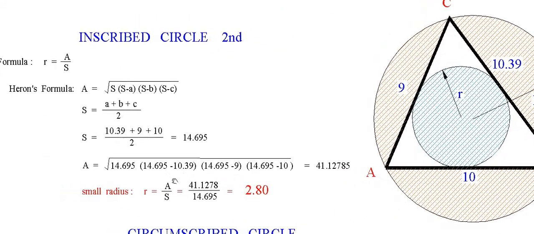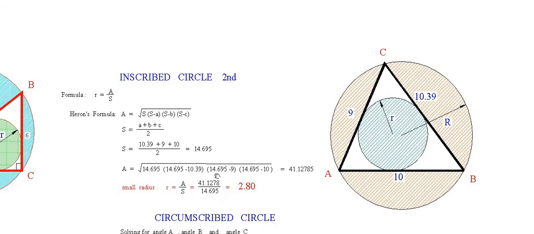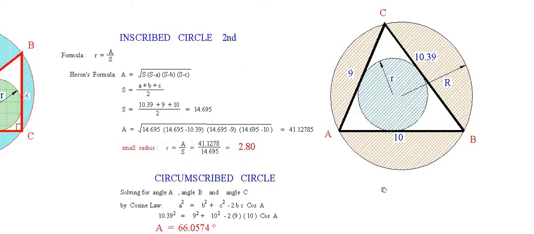Now, if we use another example, another triangle given the three sides are 9, 10, and 10.39. Solving for s, the formula of Heron's formula is this. Then s is the sum of the three sides divided by 2. Solving for s, 10.39 plus 10 plus 9, divided by 2, or 14.695.